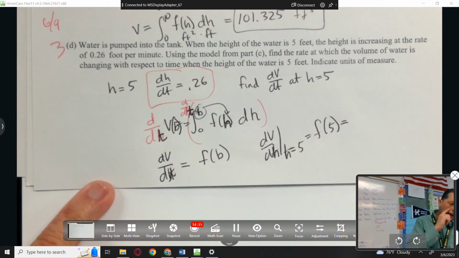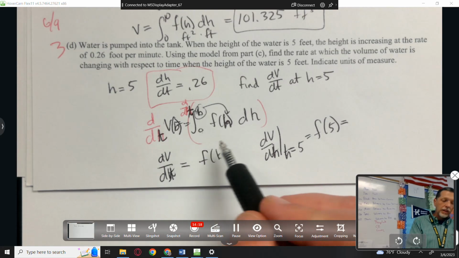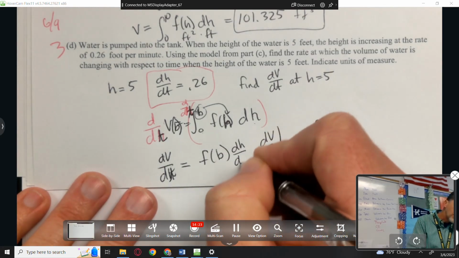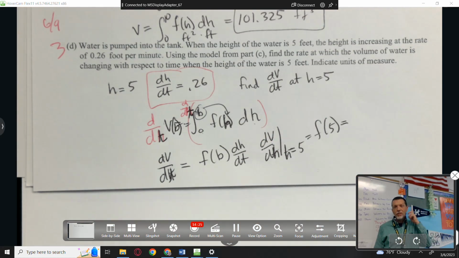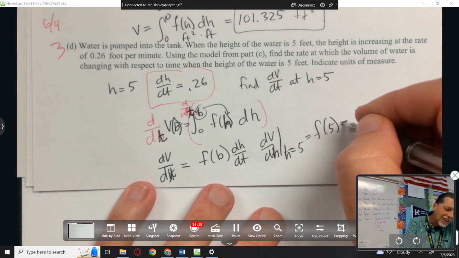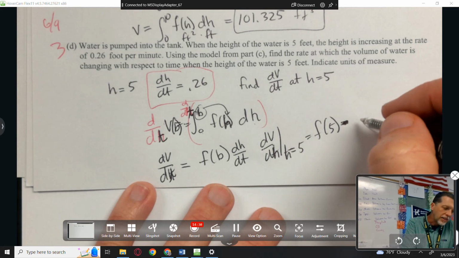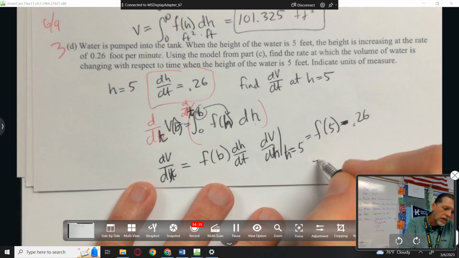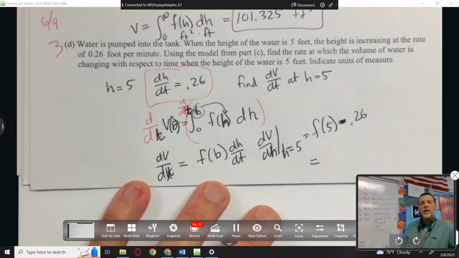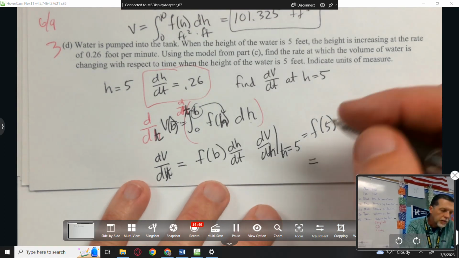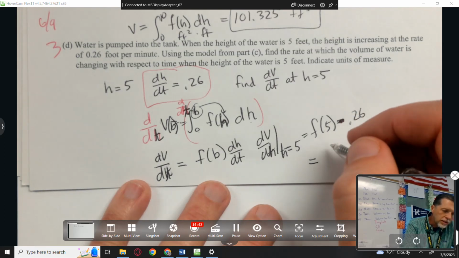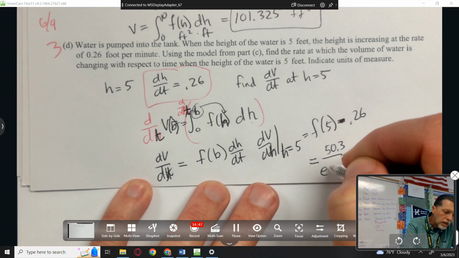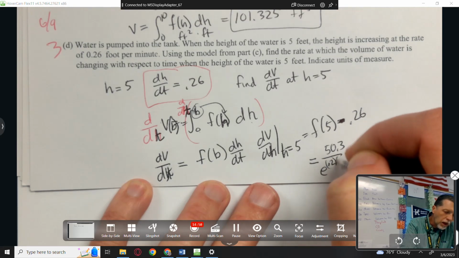So dV/dt, the derivative and the antiderivative undo each other, but the letters are not the same. So you have to use dh/dt. That's also why they gave me dh/dt. So it's f of 5 times 0.26. Let's see, f of 5 would be 50.3 e to the 0.2 times 5.